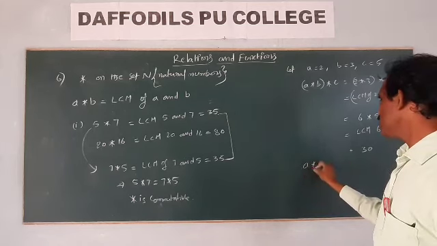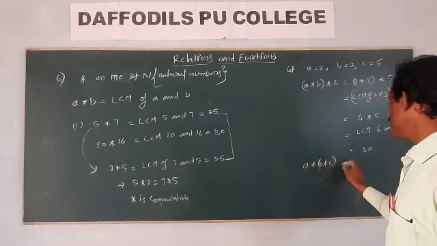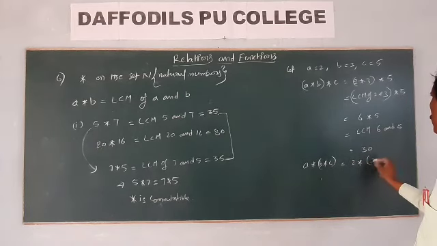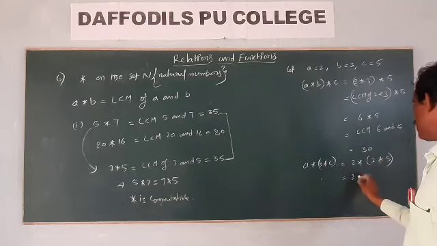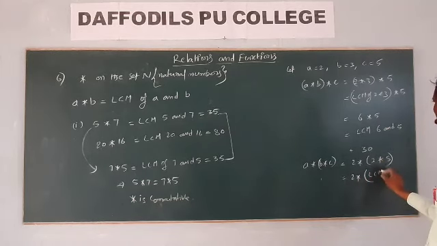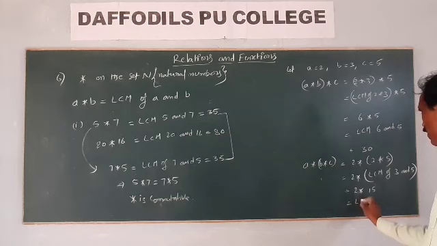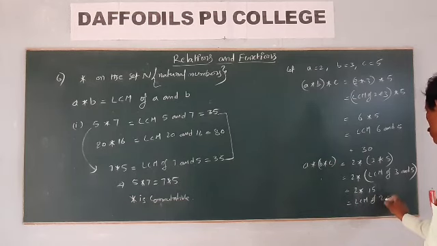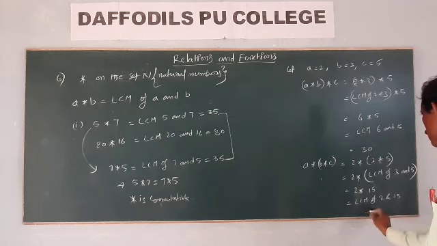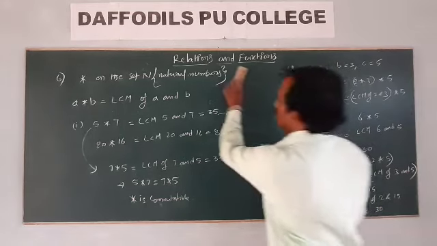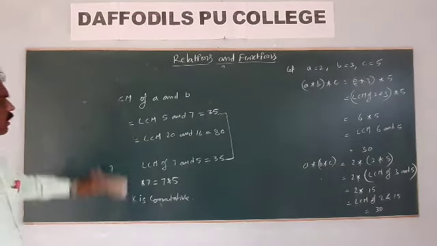Next take A star (B star C). A means 2 star, B star C means 3 star 5. This implies 2 star, what is this value? LCM of 3 and 5, how much? 15. 2 star 15. This means LCM of 2 and 15 is equal to 30. So this is associative. Right? So star is associative here.